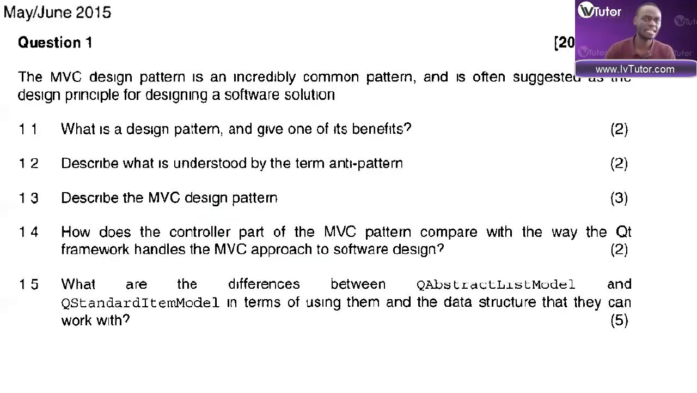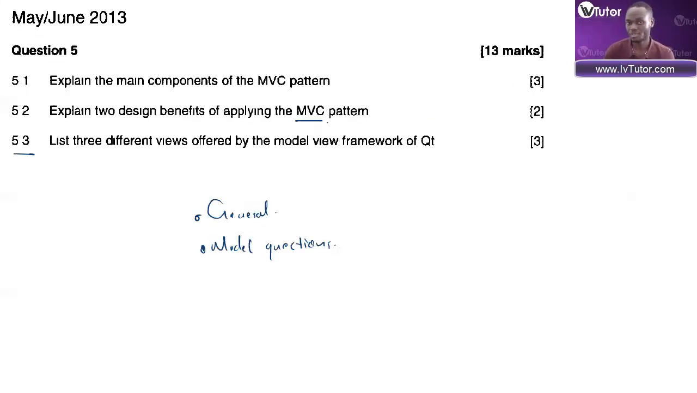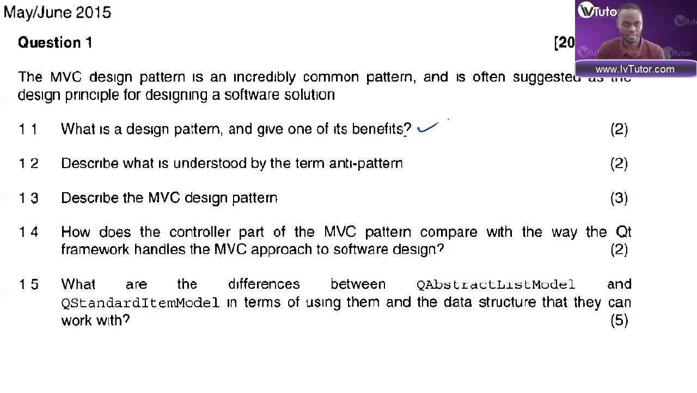Here's another one. The MVC design pattern is an incredibly common pattern and is often suggested as the design principle for designing software. What is a design pattern, and give one of its benefits? This is just a general question. I don't think we have to explain anything there. It's just a very straightforward question. You go through the handouts. So design patterns are proven efficient ways of problem solving, right? One of its benefits, again, benefits of design patterns is actually the same as this 5.2 question. What are the benefits of applying design patterns?